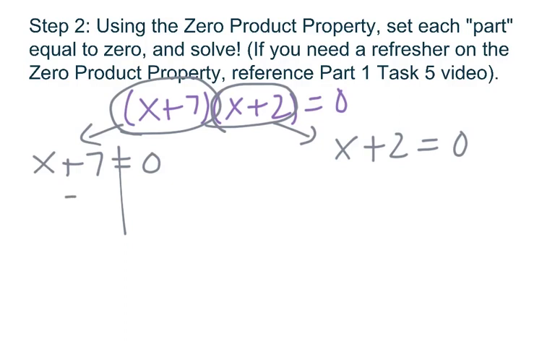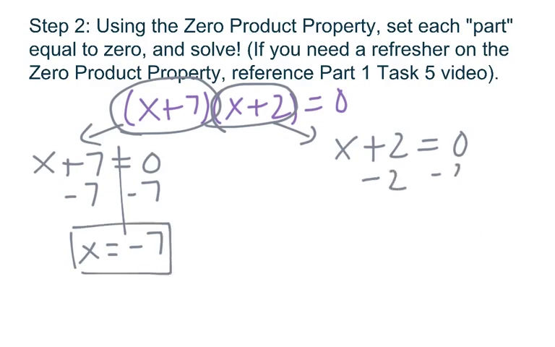So remember, get x by itself, we want to subtract 7. What you do on one side, you have to do on the other side. So we get x equals negative 7. That's one of our answers. Over here we subtract 2, so we get x equals negative 2. That's another one of our answers.